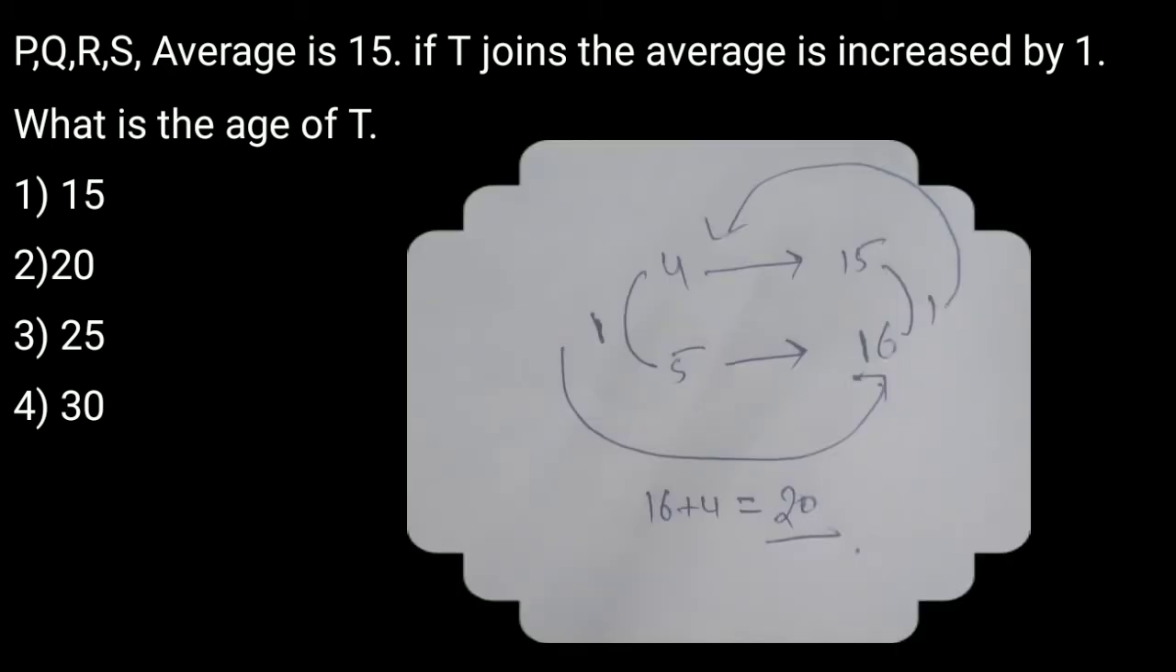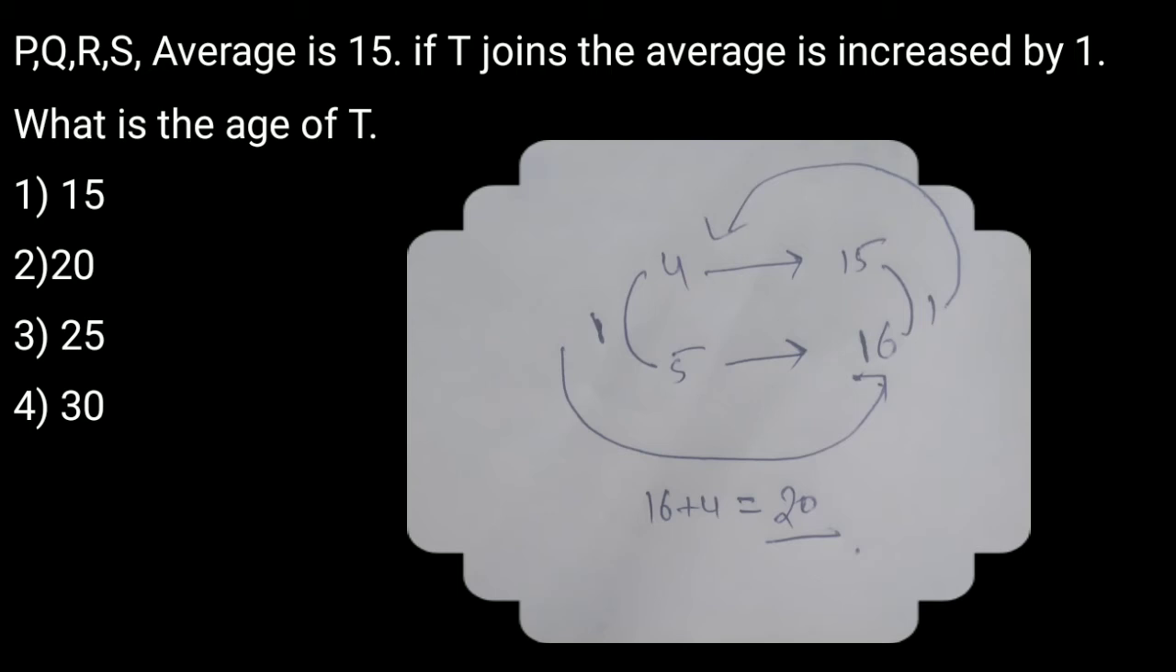PQRS means 4 members. The average of 4 members is 15. So if T joins, the average is increased by 1. Now the new average is 16. Now we need to calculate the age of T. Now the left hand side difference is 1 and the right hand side difference is also 1.